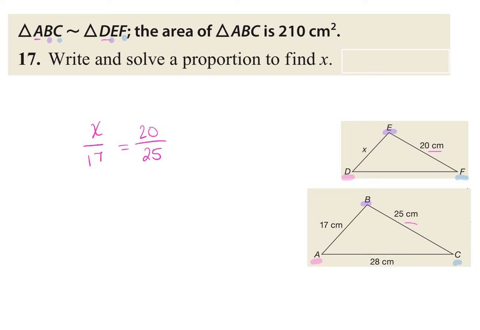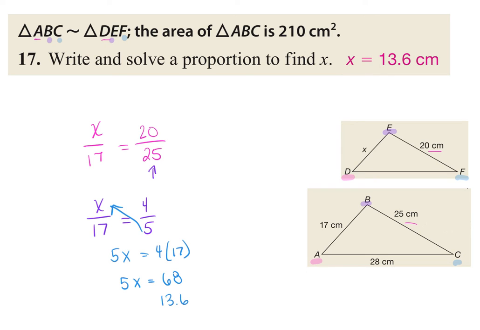You cannot cross cancel. You can reduce top to bottom, and then cross multiply. So I would actually reduce this guy first before I cross multiply, just because it makes my numbers smaller. Divide both by 5, right? And then just cross multiply. 5 times x equals 4 times 17. So 5x equals 68. Do we get a decimal here? Yes, we do. So 13 and 2/5, so 0.6, right? 13.6. That's what we should have gotten for our side length.